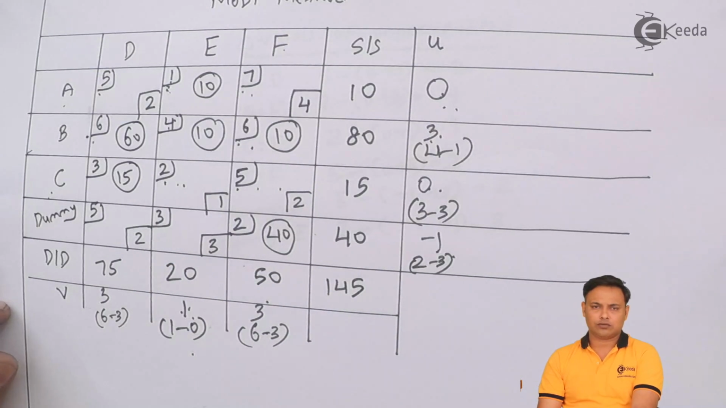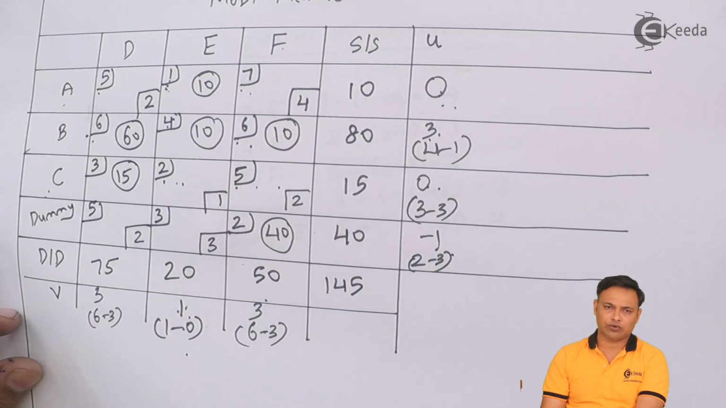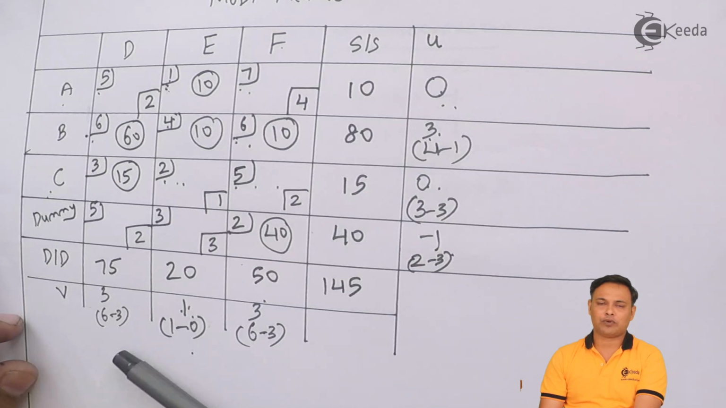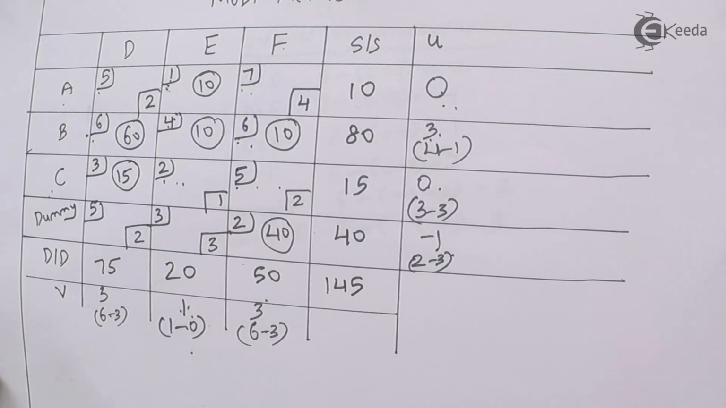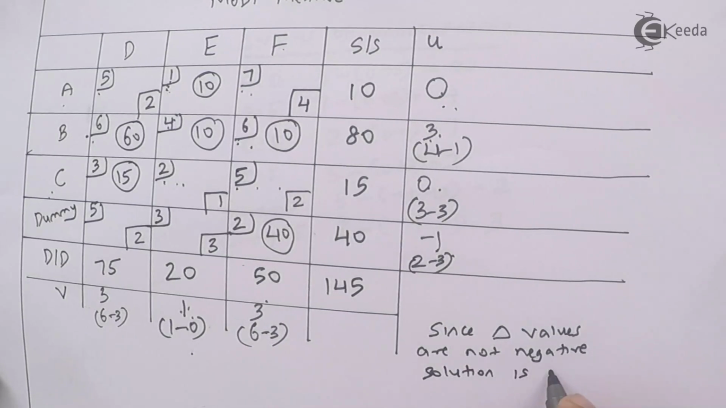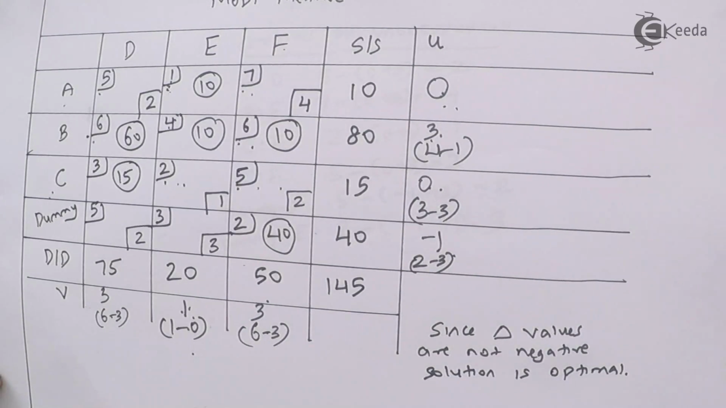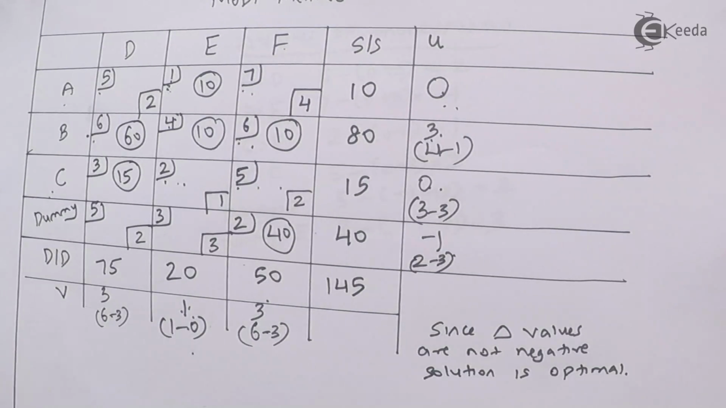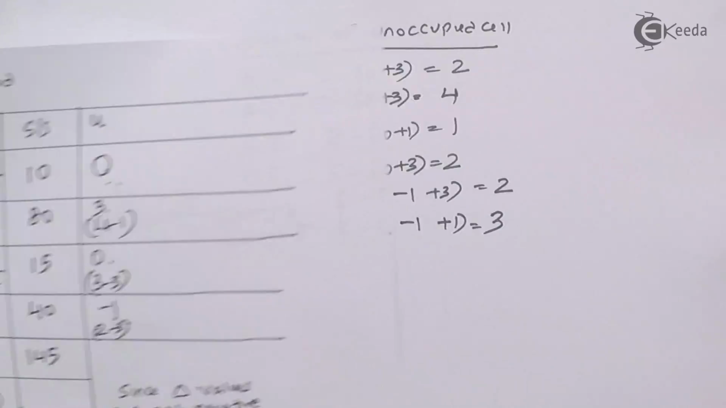You can observe that delta values of unoccupied cells are positive. That means this table shall give me the optimal solution. So we have got all the delta values which are positive. So we'll write a conclusion. Since the delta values are not negative, the solution is optimal. Now what shall be my solution? We'll get the final solution in the next page.